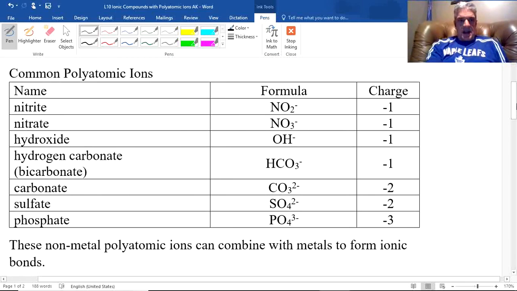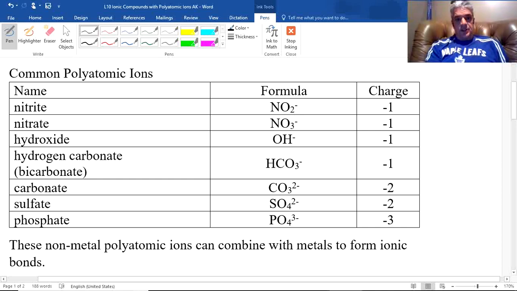So you have nitrite, NO2, and nitrate, NO3, both have a negative charge of 1. Hydroxide is very common. OH minus, which means it's -1. Hydrogen carbonate is another common one. We have a fair bit of hydrogen carbonate in our blood. It's a hydrogen, carbon, and 3 oxygens together, and it has a charge of -1. It's often referred to as bicarbonate as well.